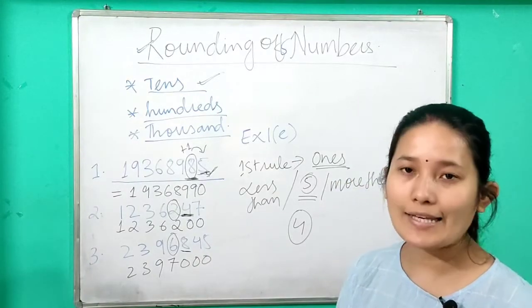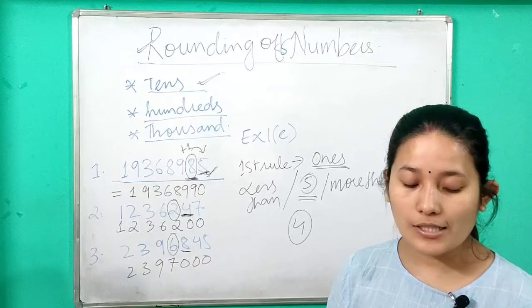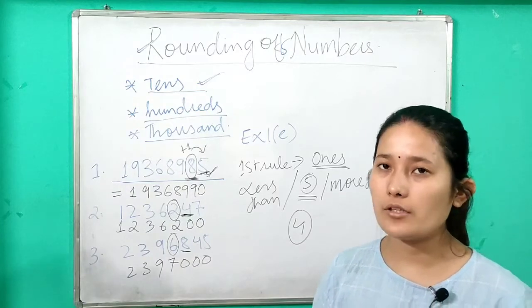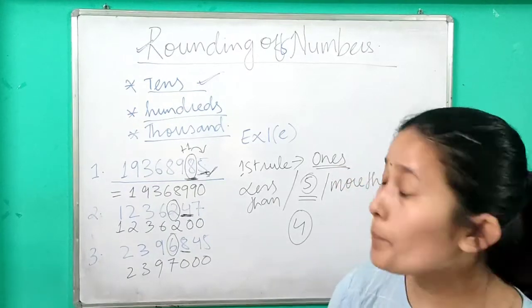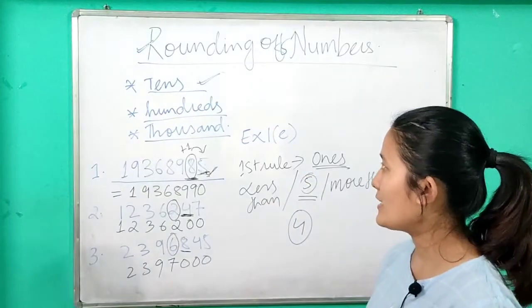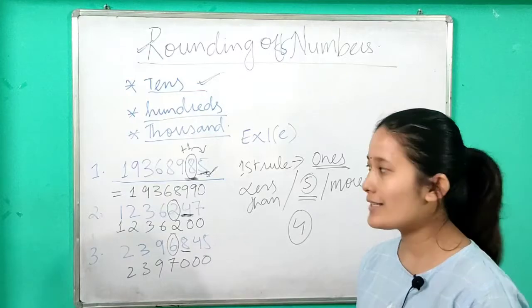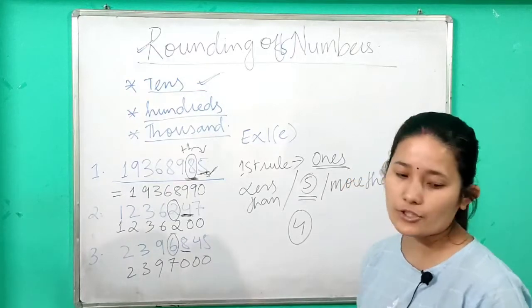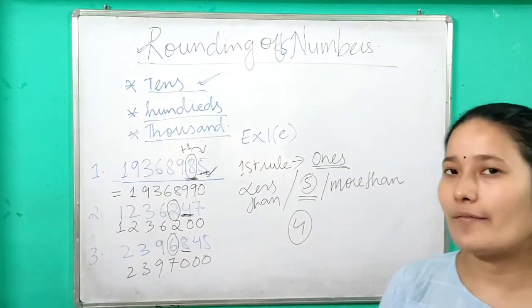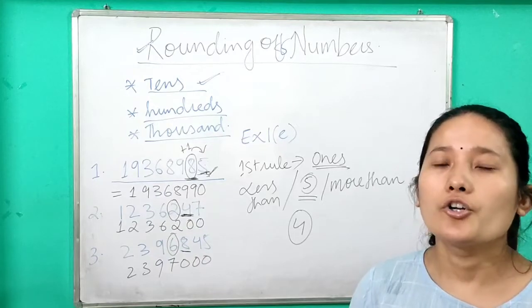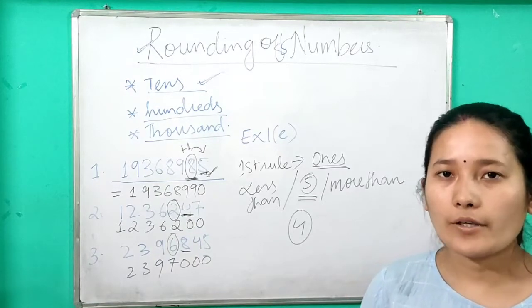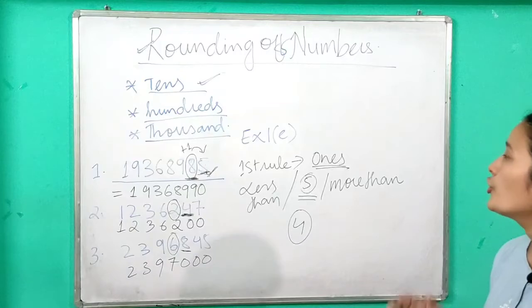Just having a basic idea is important. Especially, rounding off is done when you have a number with decimals, but even so, having a general idea is important for your further classes. When you go to the senior classes, if they ask you to round off a number, you need to have the basic idea from your lower classes. So I hope you understood how to round off a number.